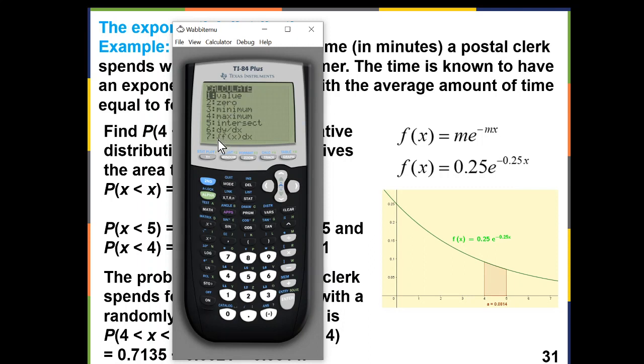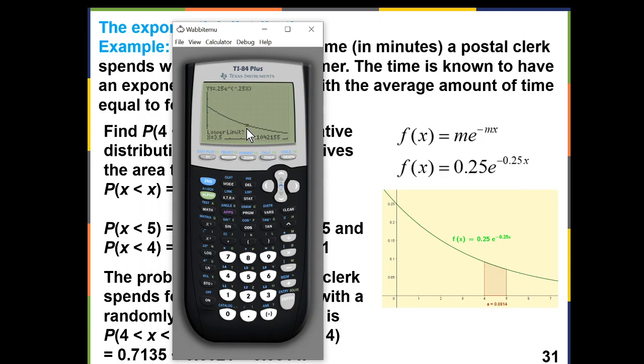S is for sum. So basically what it does, if you pick that and give it two numbers, 4 and 5, then it's going to go to the graph and find the area from 4 to 5. So let's do that. Let's pick number 7. So again, you have to be on the graph. Then you go to second calculate, number 7.